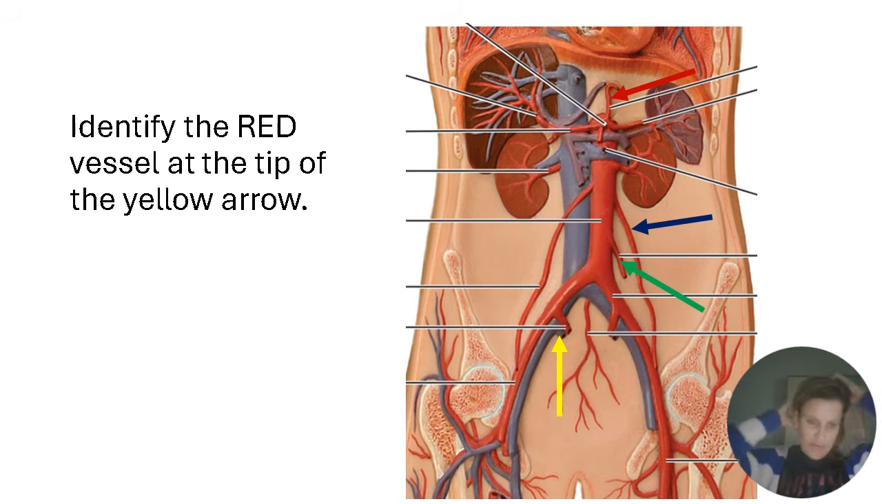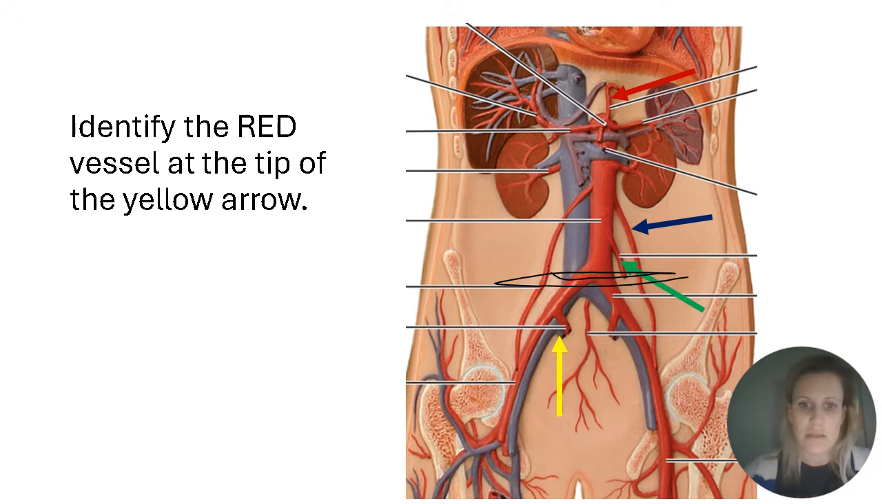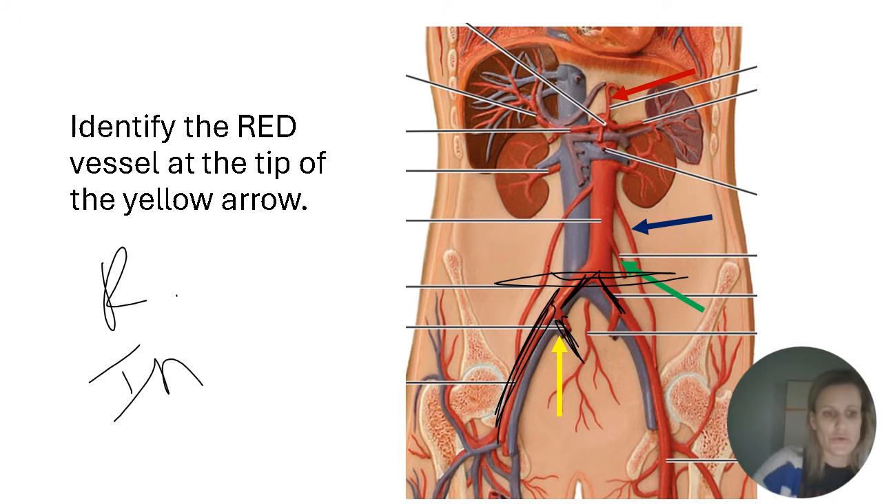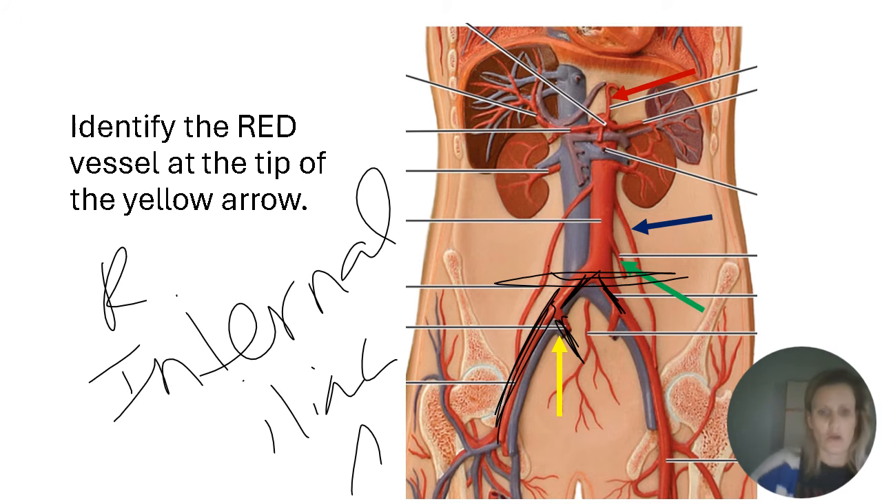So here, red vessel at the tip of the yellow arrow. We saw this on another model. But again, if you just start right here at the bottom of the abdominal aorta, the aorta splits and gives you common iliac. So these are common iliac arteries. Common splits and gives you the internal iliac and the external iliac. So this is pointing to the right internal iliac artery.